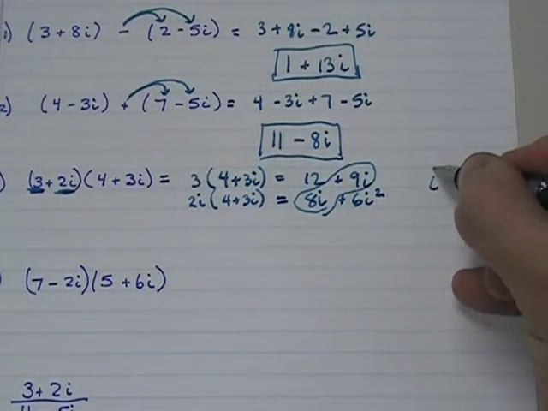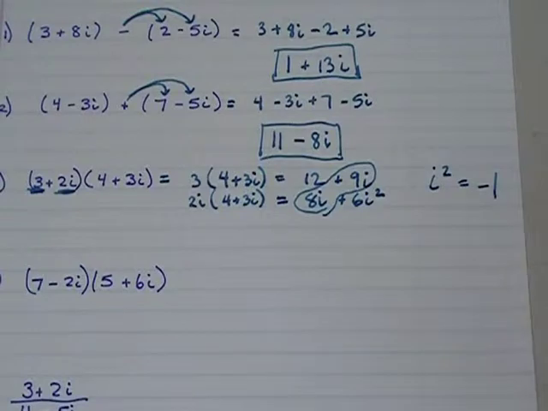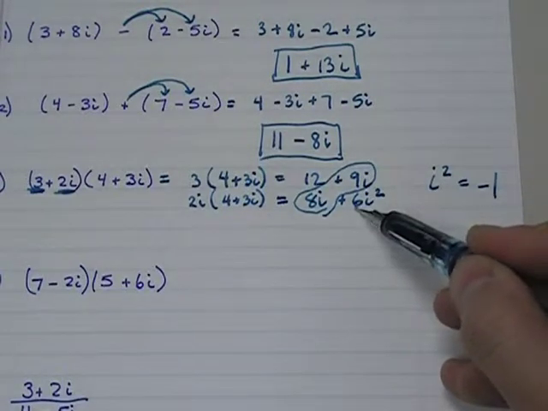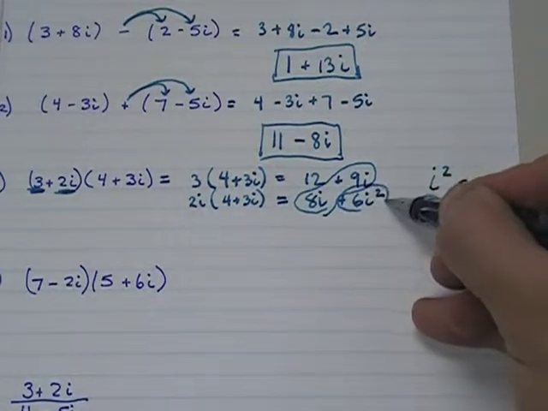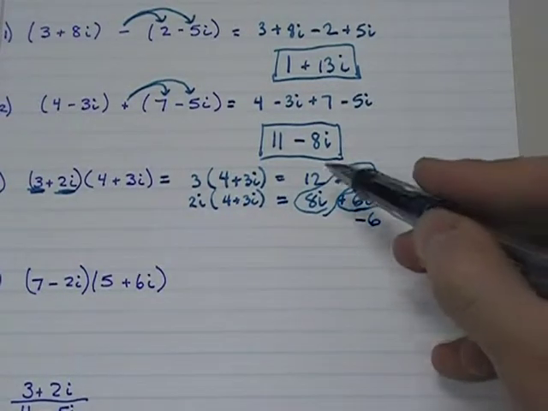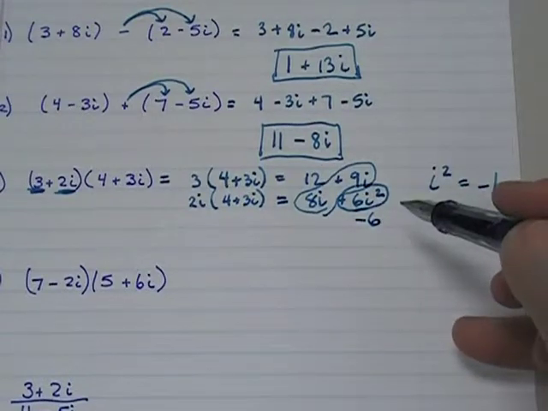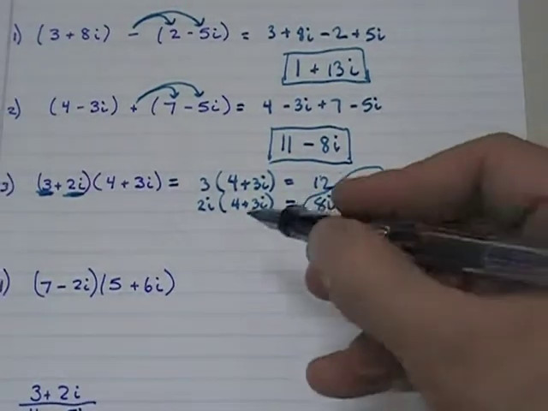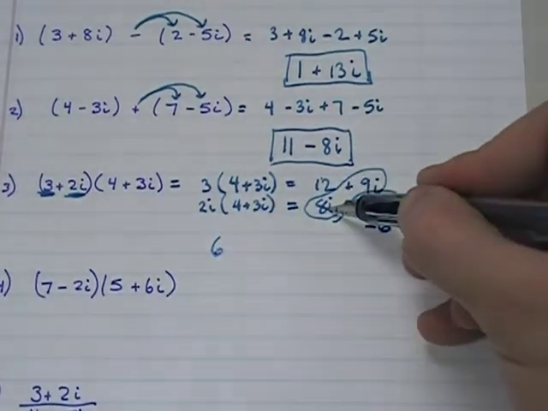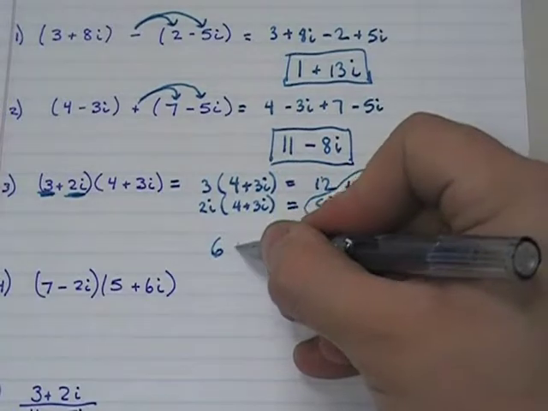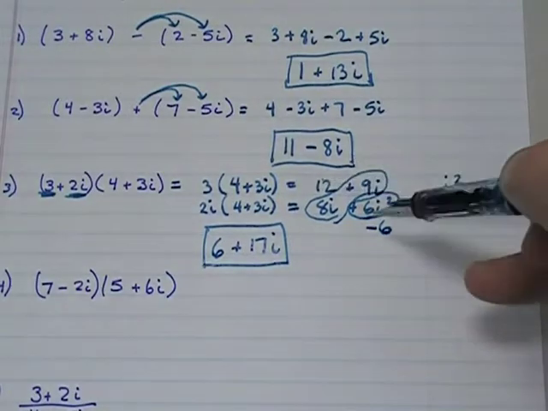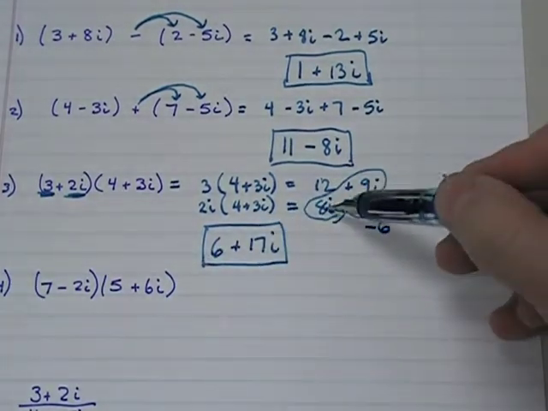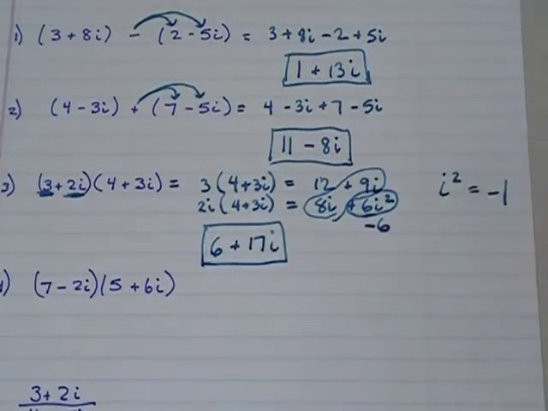You have to remember that i squared equals negative 1. So this is really the same as 6 times negative 1, which makes it negative 6. Well, if this quantity here is negative 6, then 12 and that are also like terms. Well, 12 minus 6 is 6, and 8i plus 9i is 17i, and that's our answer. So again, 12 minus 6 is 6, that's the real part, and then 8i plus 9i makes 17i.